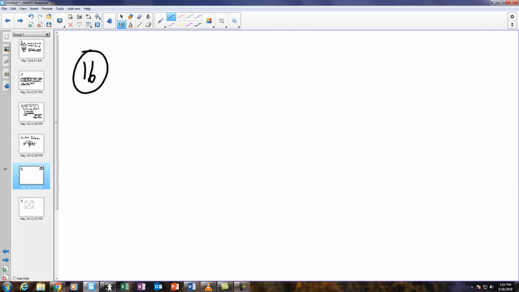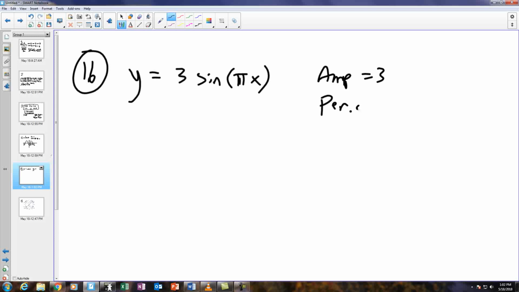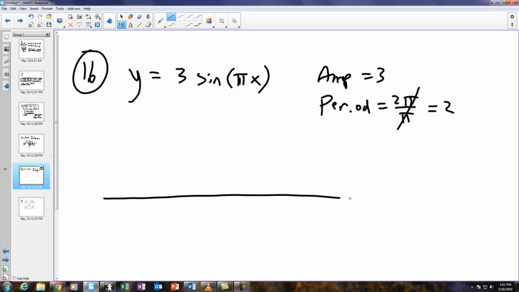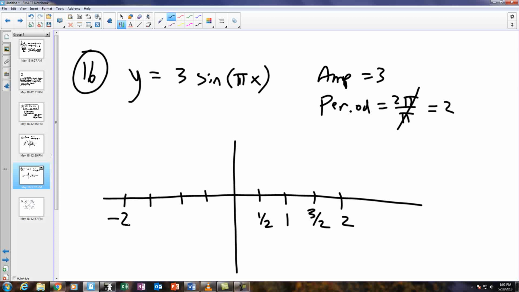16 is the sine wave. It's very similar with one small difference. Sine of pi x. The amplitude here is 3, and the period is 2 pi over b, but b in this problem is pi. The pi's cancel, and we get 2. Meaning, if we go out 1, 2, 3, 4 marks, we should be at 2. So 1 at the halfway, 1/2 for half of that, and 3 halves between 1 and 2. 1, 2, 3, 4, -2. Up to 3, down to -3.